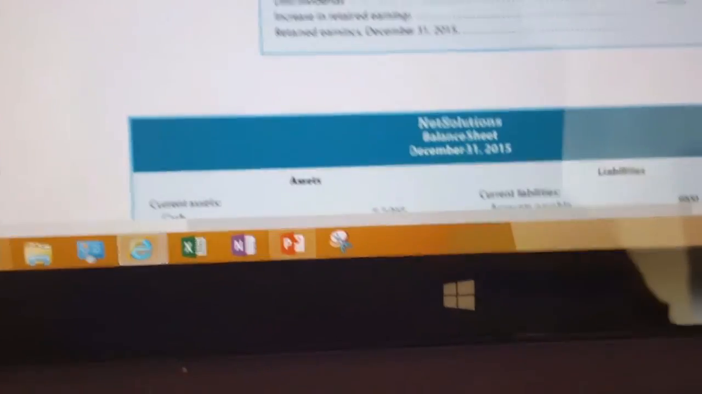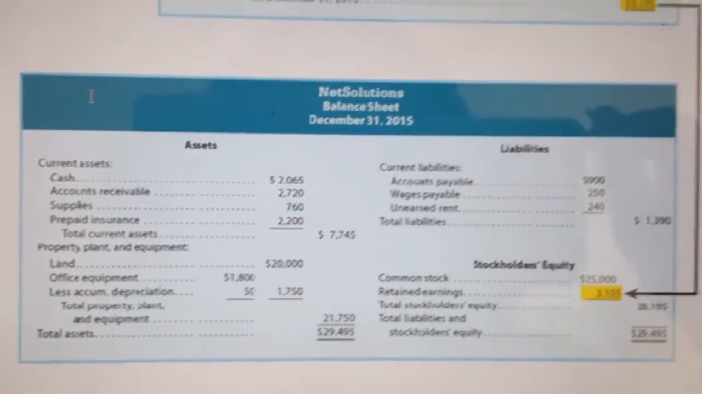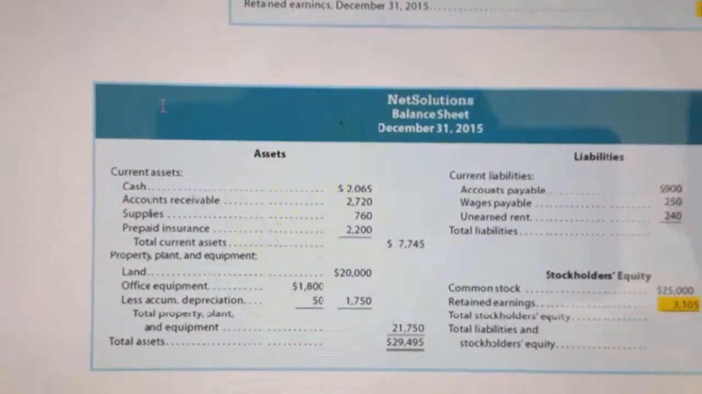So the example of a balance sheet looks like this. There we go. So see, we have one side, and you can do it, by the way, in your text, it shows it as a portrait, but you can do it landscape. So, you know, one on top of the other.